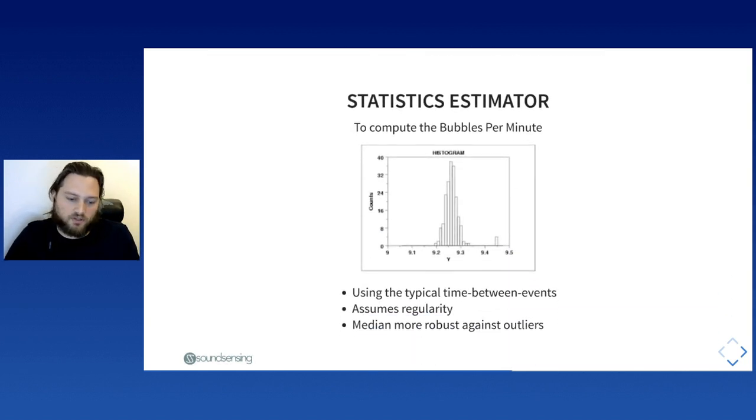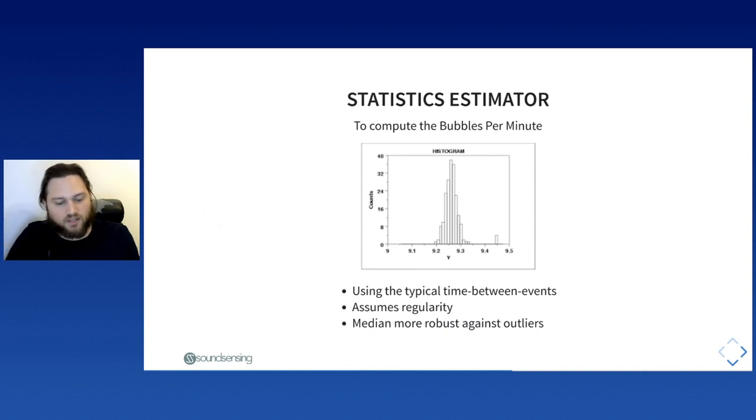And the other component, which is maybe not directly sound event detection but something we're building on top, is this statistics estimator to compute the bubbles per minute. You could count for 1 minute and just report the number of events that you detected as the BPM, the bubbles per minute. However, your model will always be somewhat wrong. So you might have false positives, where you said it was a bubble and it was not. You might have false negatives, where you missed something.